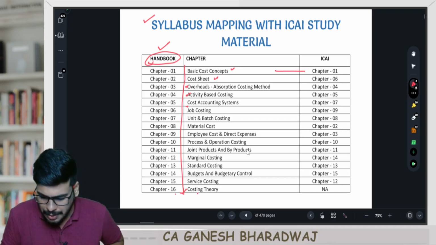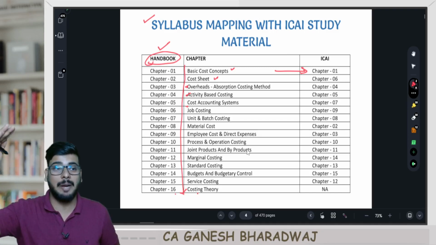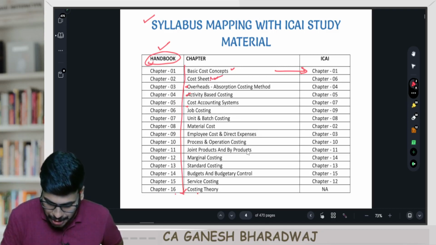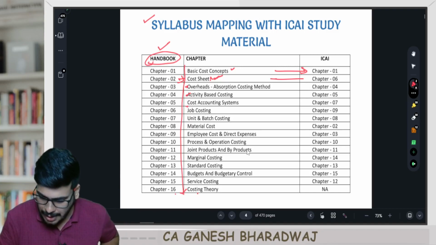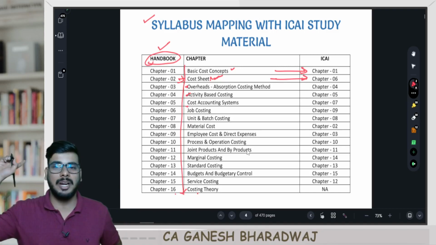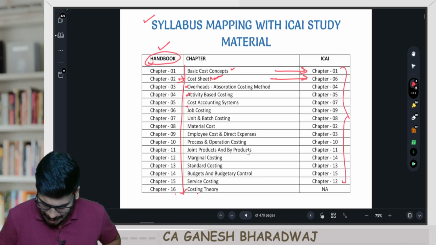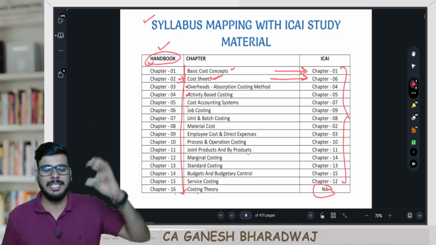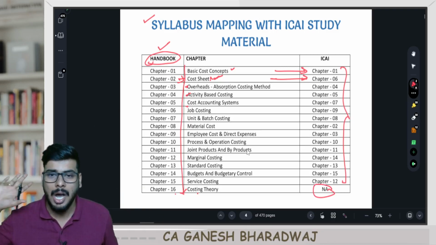Now, for each of the respective chapters that we are studying, I have also given the chapter number in the institute study material. For example, cost sheet, if you take, it will be the second chapter in our handbook. But if you go to the institute study material, it will come under chapter number 6. Are you clear with this? Basically, we will be covering all the chapters, and costing theory is not a separate chapter as such. I told you, all the chapters we will be clubbing together, and the theoretical portion we will see later on. Are you clear with this, guys?